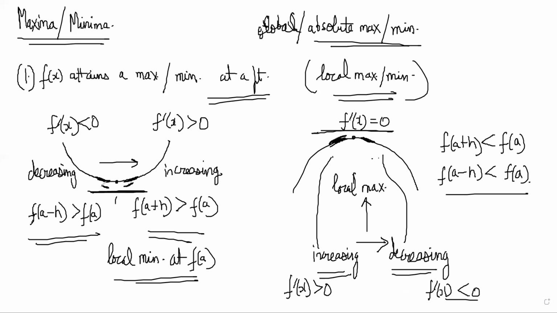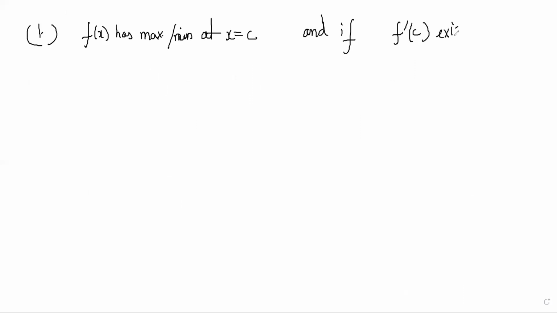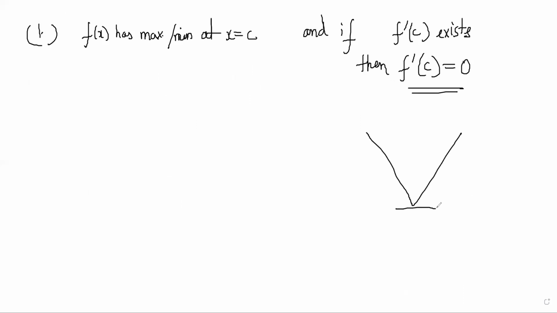So that gives us a condition for local maxima or minima. The first condition is that if the function f(x) has maxima or minima at x equal to c, and if the derivative exists, if f dash c exists, then f dash c must be 0, right? It is possible for the function to have maxima or minima when no derivative exists, right?